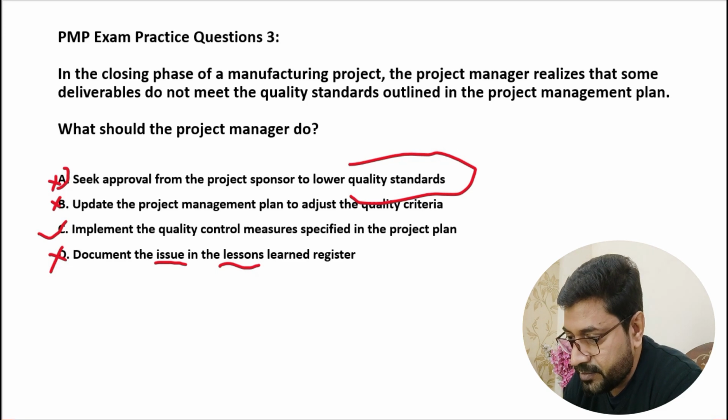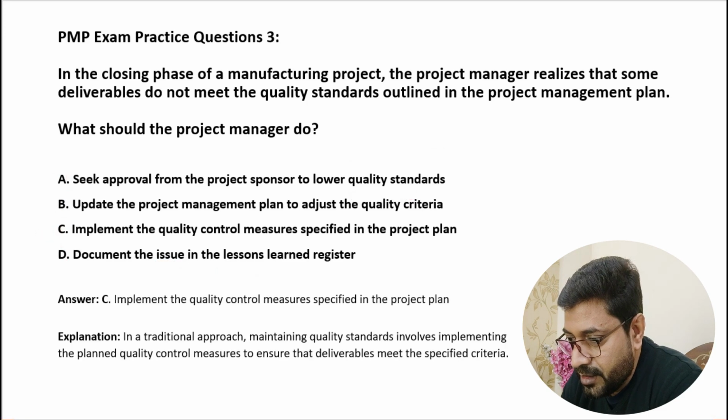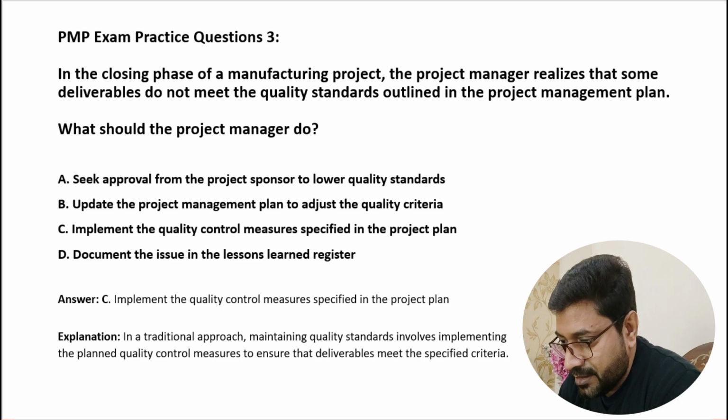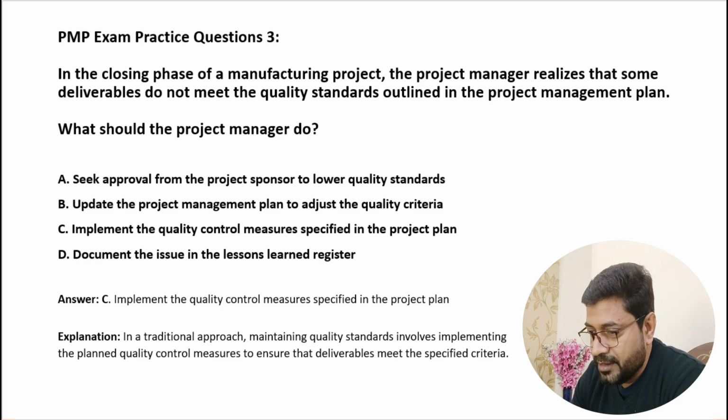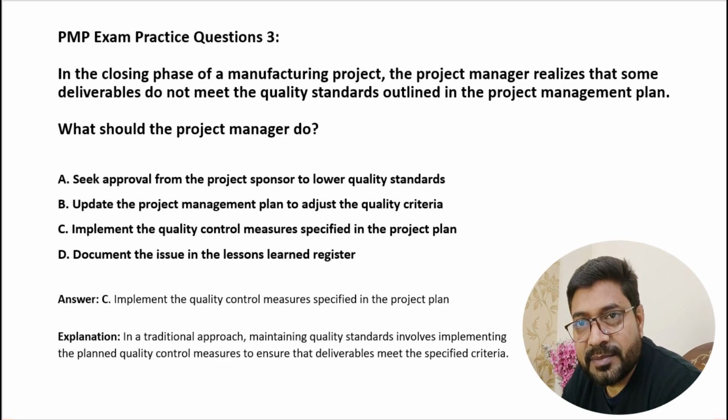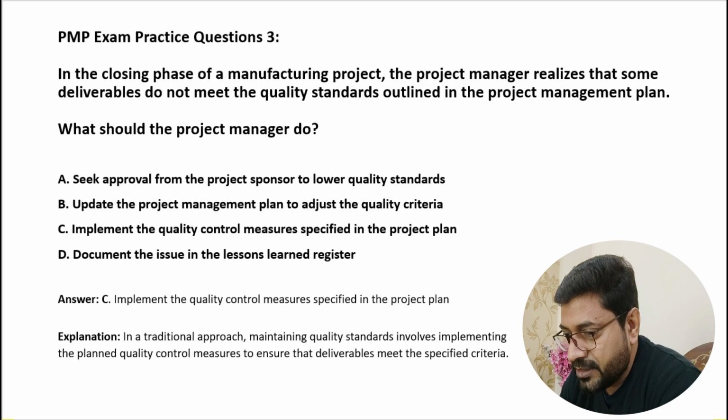Let's look at the answers. Okay, great. So answer C, implement the quality control measures specified in the project plan. In the traditional approach, maintaining quality standards involves implementing the planned quality control measures to ensure the deliverables meet the specified criteria. Okay, I hope you have chosen the right option. Now let's go for question number 4.